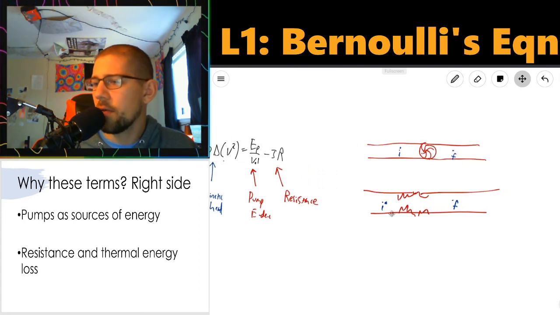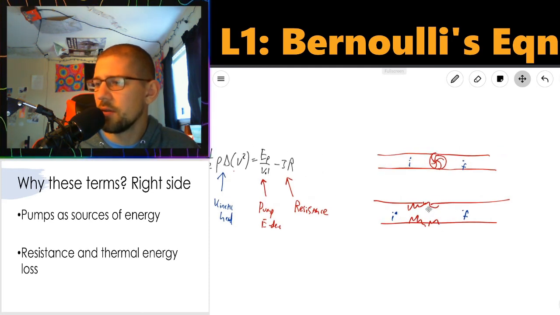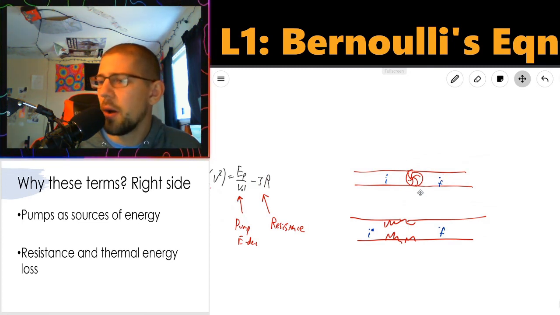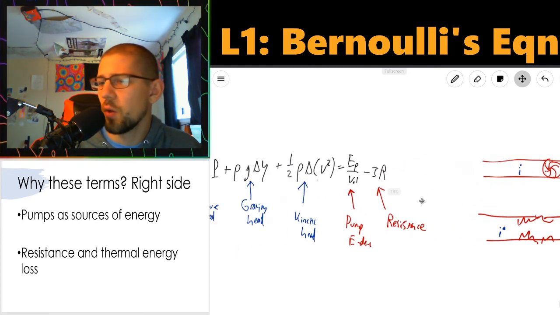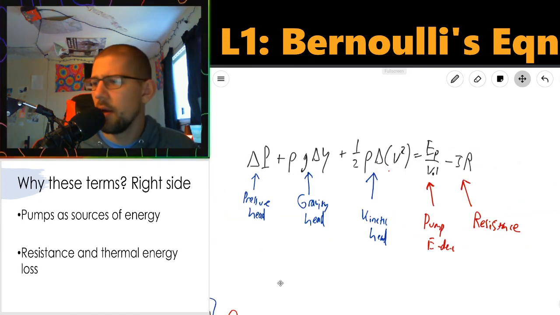It means that over that area, we are losing some energy density to resistance. Or in the case of the pump, between the initial and the final point, we're gaining some energy. So the pump is dumping in some energy. Those are periods where you would use the right-hand side. Okay.